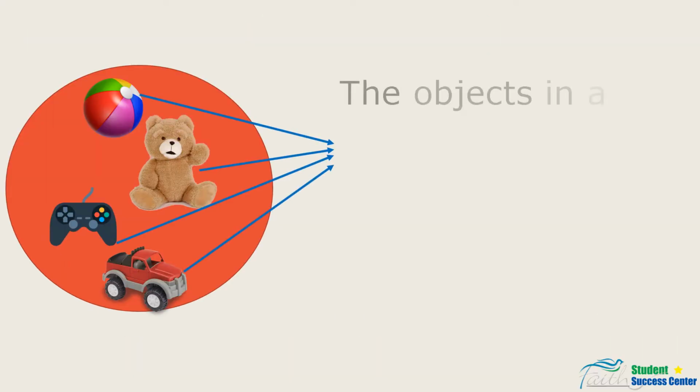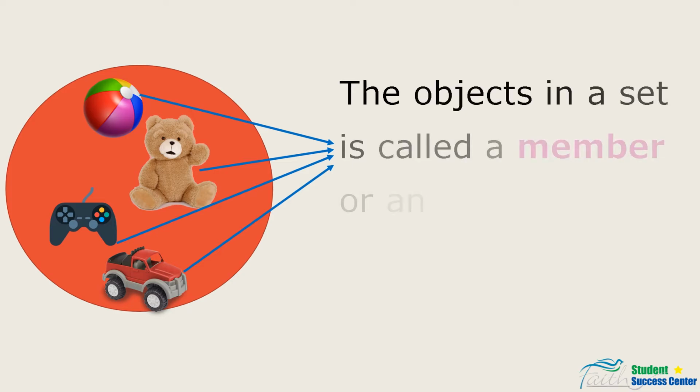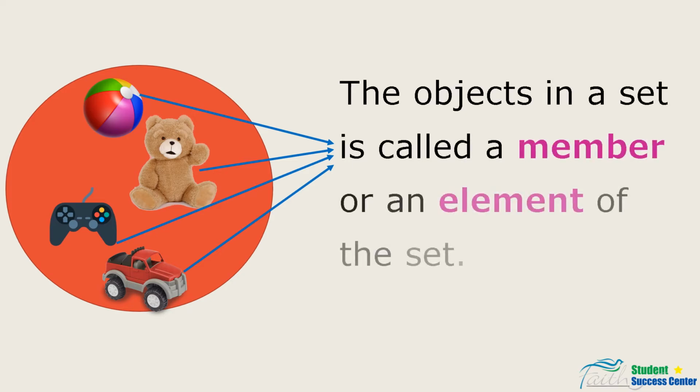The objects in a set are called a member of the set or an element of a set. So we have ball being a member of the set, teddy bear being a member of the set, the controller being a member of the set, and the truck being a member of the set.